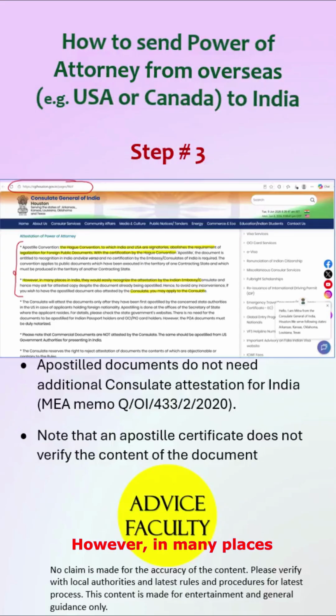However, in many places in India, they would easily recognize the attestation by the Indian embassy or consulate, and hence may ask for an attested copy, despite the document already being apostilled. Hence, to avoid any inconvenience, if you wish to have the apostilled document also attested by the consulate, you may apply to the consulate. It means, if you have obtained an apostille certificate for your power of attorney, you need not get it further attested by the Consulate General of India in USA. Note that an apostille certificate does not verify the content of the document.